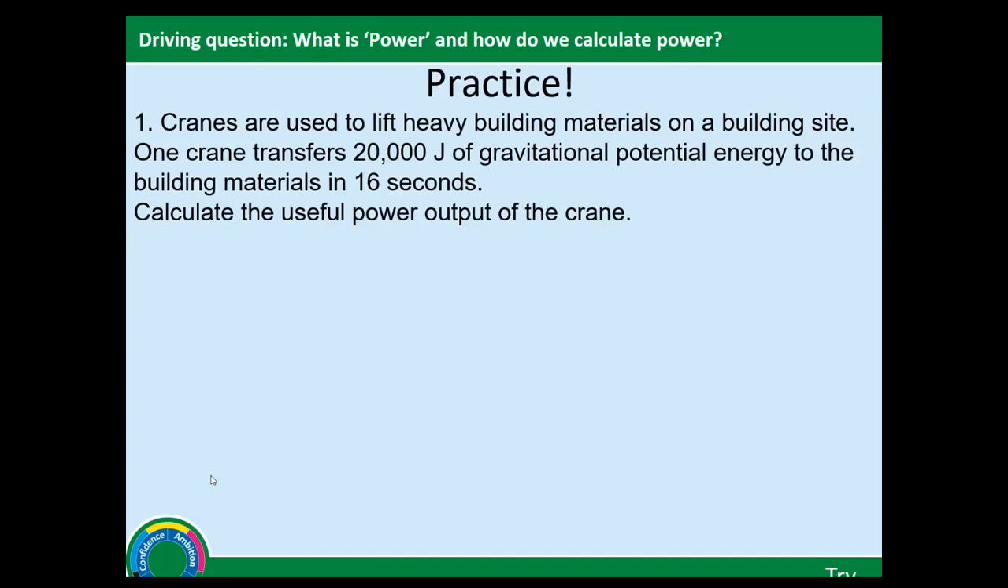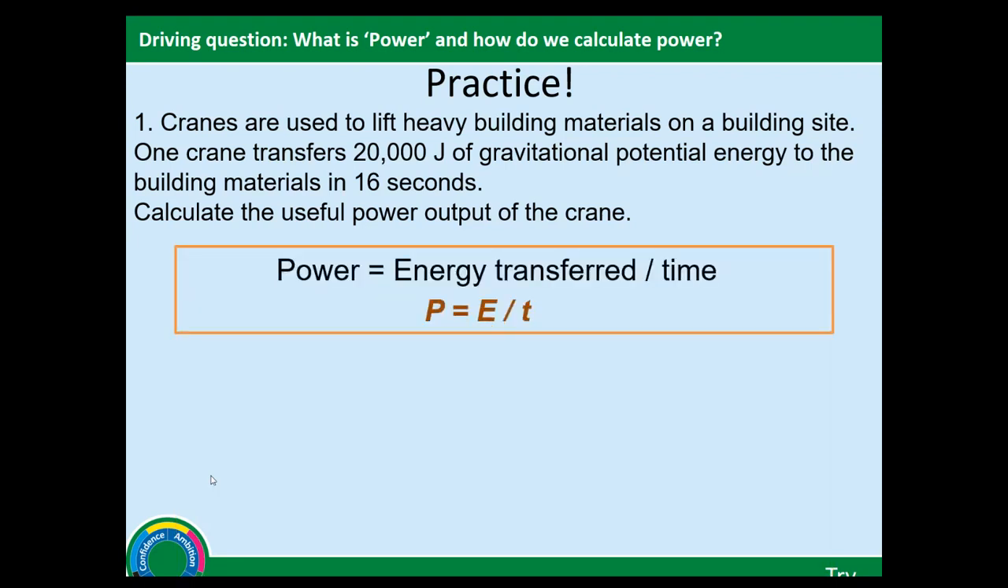First one: a crane is used to lift heavy building materials on a building site. One crane transfers 20,000 joules of gravitational potential energy to the building materials in 16 seconds. Calculate the useful power output of the crane.